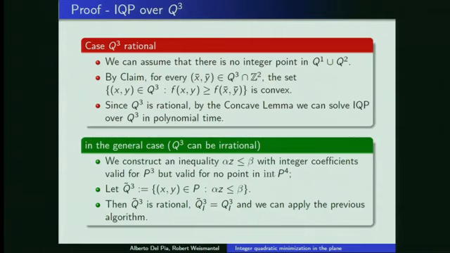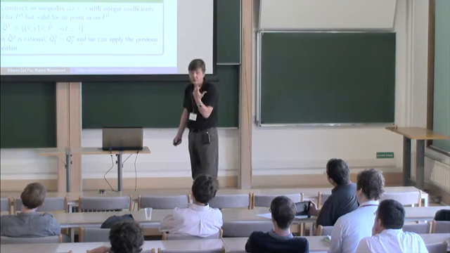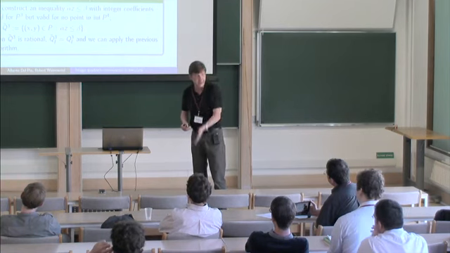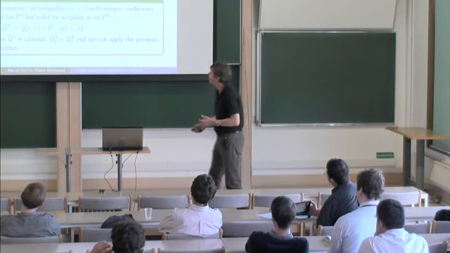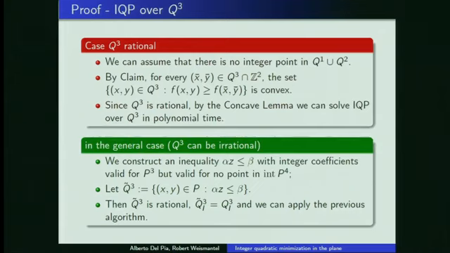However, to apply the concave lemma, you remember we have to do an integer Hull computation. But an integer Hull computation we can only do if the description of our polyhedron, so now we need linear inequalities, first of all, and we need nice coefficients. And this is true if Q3 happens to be rational. This is very easy. Now, in the other case, when Q3 is irrational, so now we need to do the following. Now we construct an inequality, which is, again, a linear inequality, with the property that it is valid for P3, but not valid for any point in the interior of P4.